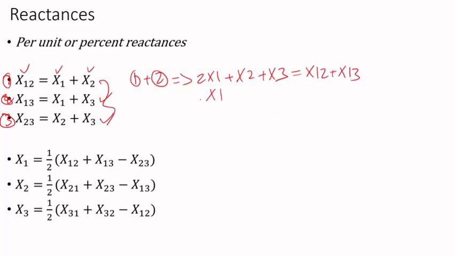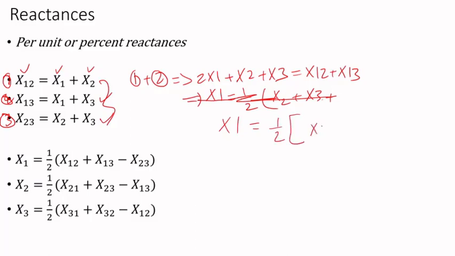Then x1 is 1/2 times x2 plus x3 plus x1, so it is equal to 1/2 times x12 plus x13 minus x2 minus x3.